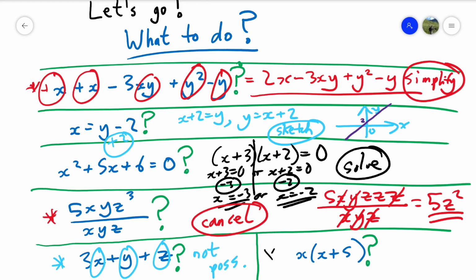What about this last one? Well, it's brackets, so I guess we could expand. Which, you know, sometimes expanding is a useful thing to do. So that would be x squared plus 5x. There we go. So there's some examples of how we can just look at situations and just divine, work out things that we could do.